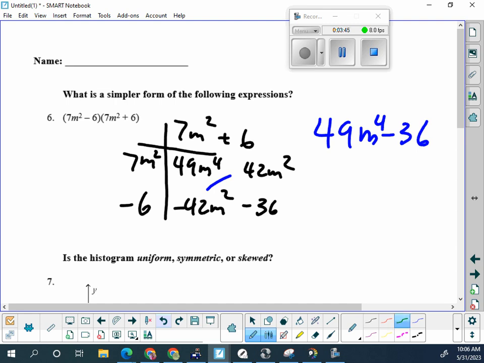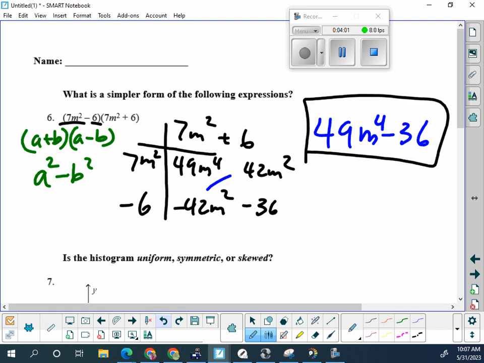And if you want to do this the quick way, this would be a plus b or a minus b. Doesn't matter which way they're written. It's going to be a squared minus b squared. In this case, 7m squared minus negative 6 squared is our answer here.